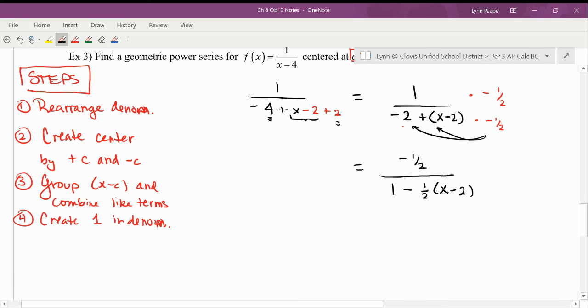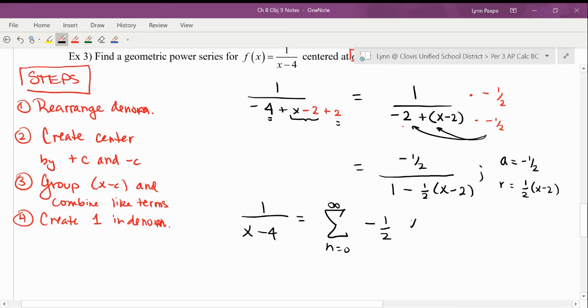And now we're just golden, right? Now we've got everything we need. I know that my a is my numerator, and my r is going to be the positive 1/2 times x minus 2. So then my original function, which is 1 over x minus 4, will be equal to the series from 0 to infinity of my a term, which is negative 1/2, and then my r term, which I'm going to write as x minus 2 over 2, to the power of n. All right, so there's my geometric series.